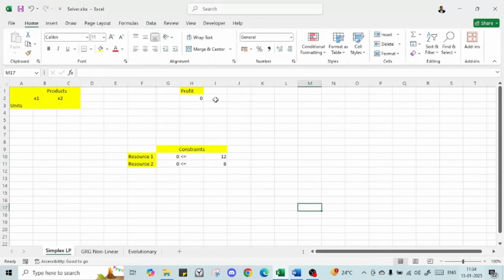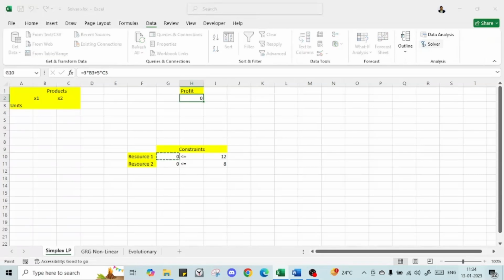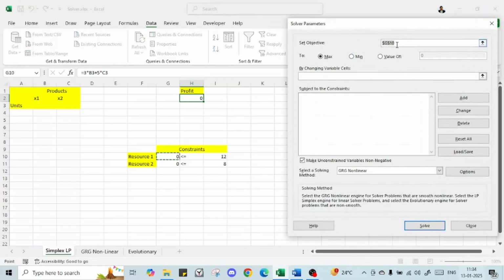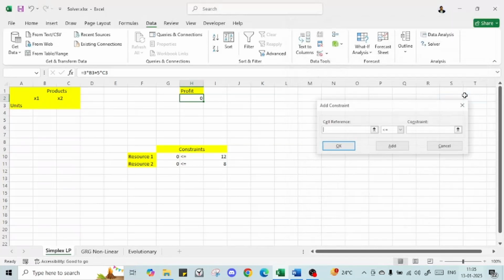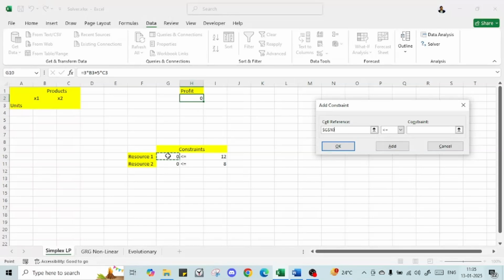Now let us maximize this objective function. Let's go to Solver. We set the objective cell, which is H2, and we are going to maximize the profit by changing the variable cells, the X1 and X2 units, subject to constraints. Constraint 1 less than or equal to 12, add constraint 2 less than or equal to 8.